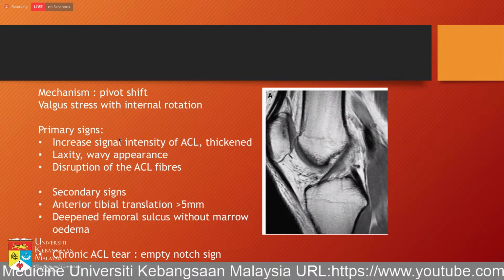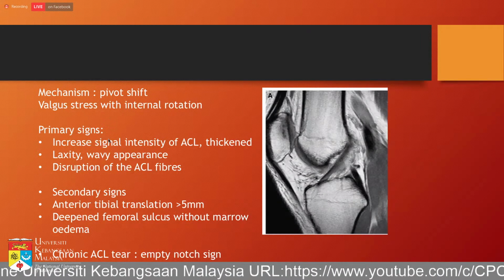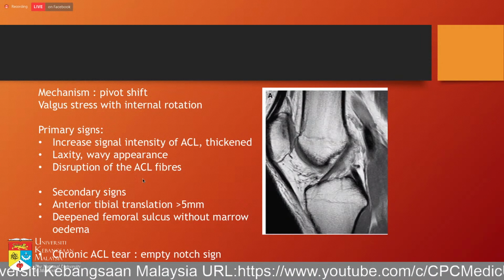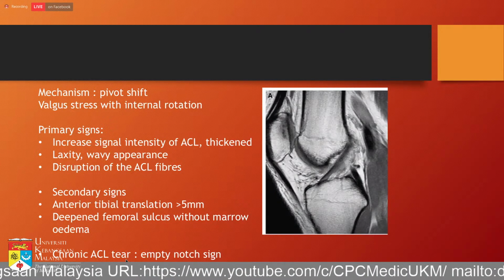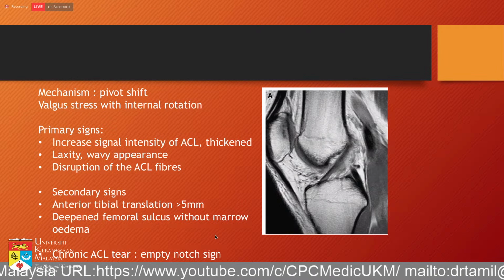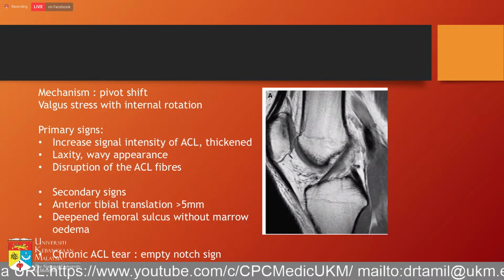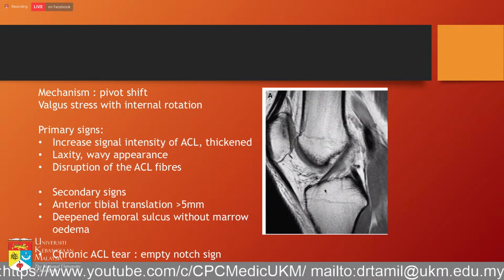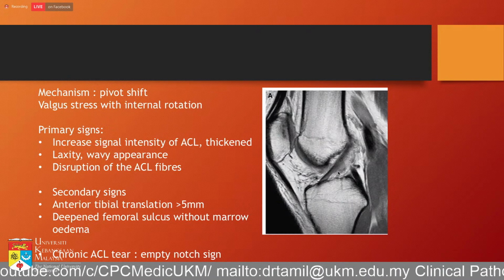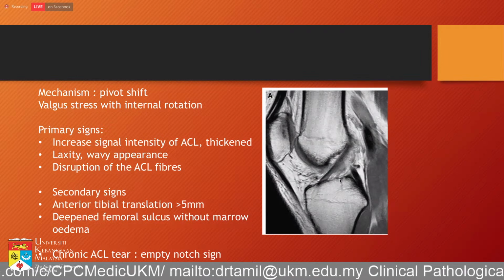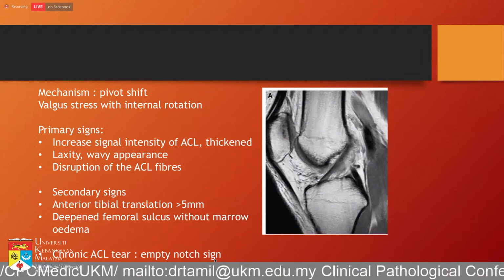So normally you would look at the primary signs. So the primary signs would be seen if there is an acute ACL injury. For the chronic ACL tear, you might not see the ACL at all, like what we see in our patient. So you can see either fluid filling up the space. That is what we call empty notch sign.